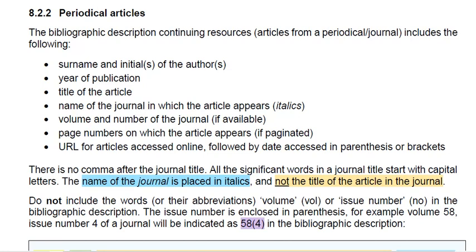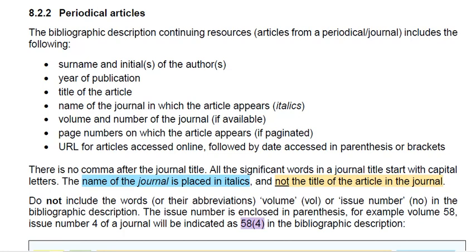There is no comma after the journal title. All the significant words in a journal title start with capital letters. The name of the journal is placed in italics. Name of the journal, guys, and not the title of the article in the journal. Do you understand what I'm trying to say?